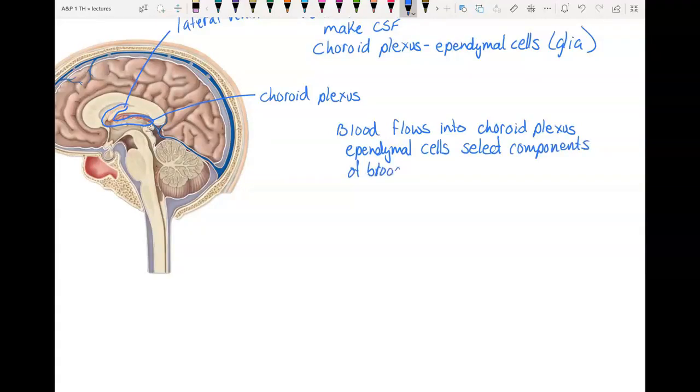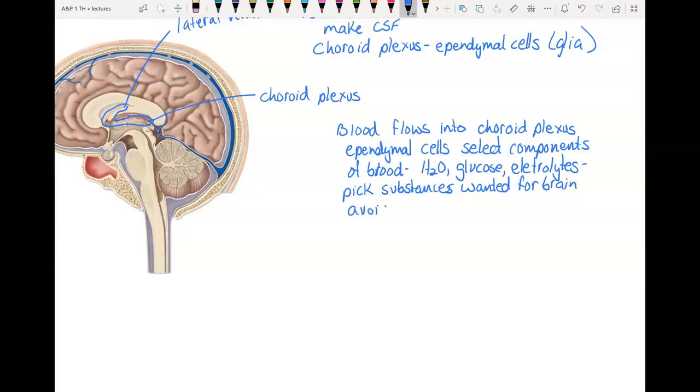So they get to pick and choose. They're going to pick things like water, glucose, electrolytes. They're going to pick out the things they want for the brain. And they're going to avoid things they don't want. So they're going to avoid substances like waste products.